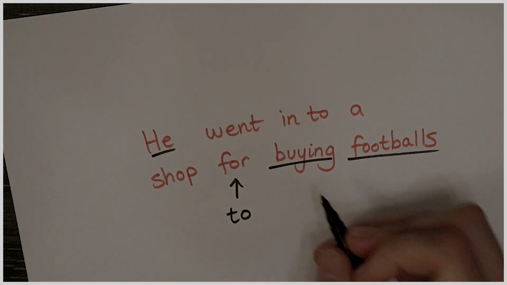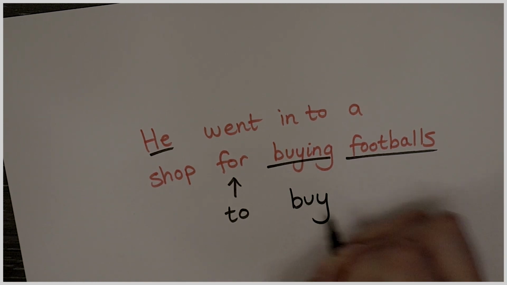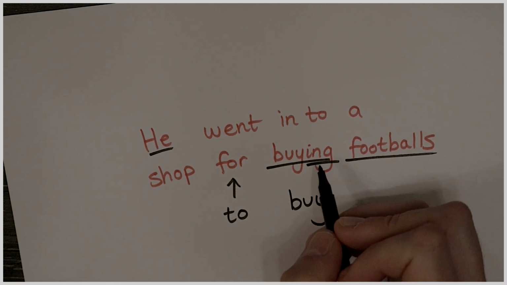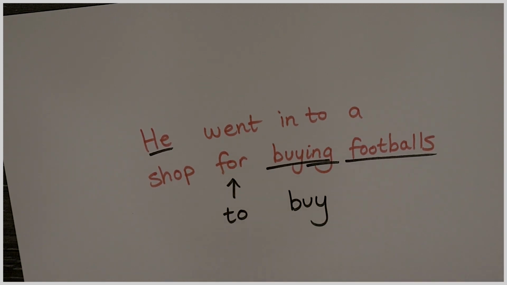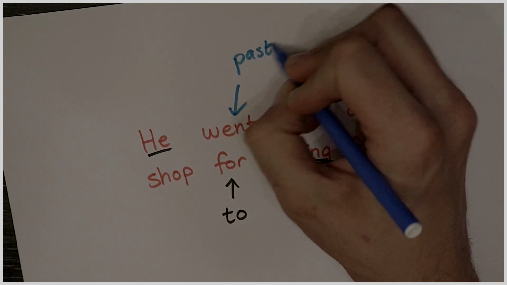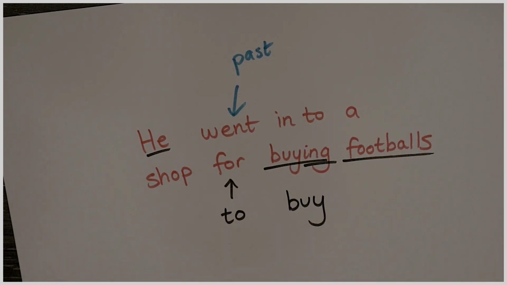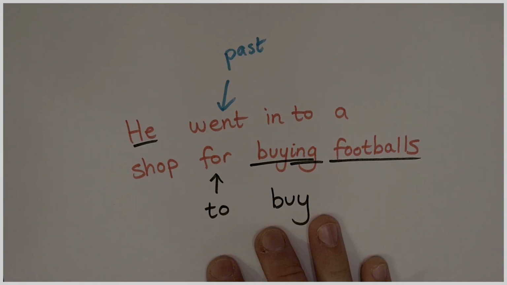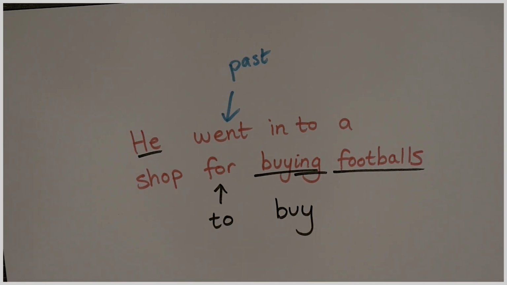Now, we're not going to say buying, we're going to say to buy. Because buying, ing, that tells us that it's still happening. But it's not. He's finished. Because he went. Went is past tense. Now I'm going to fly through this. I'm going really quickly, but I'm just going to bombard you with some sentence kind of theory here so that if you watch this again and again, it will start to make sense.